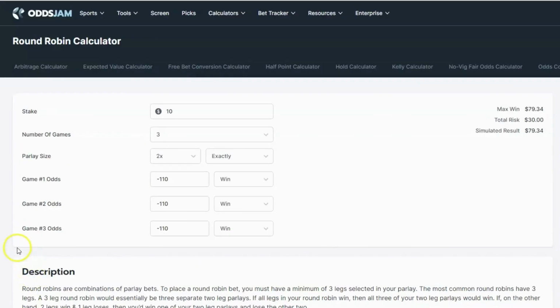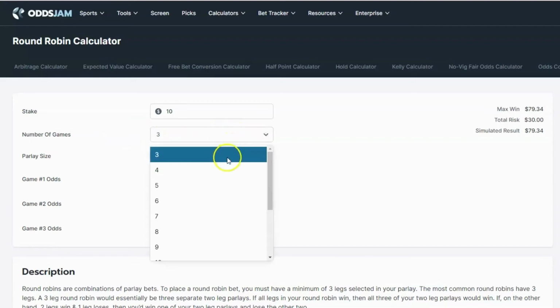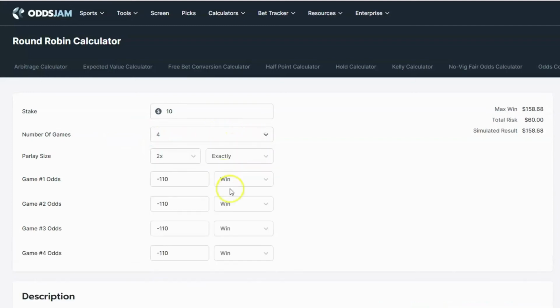Okay, guys, before we wrap this up, as I mentioned, most common is 3 games. Number of games is typically 3. But I do want to take this out just a little bit further so you can see that if you had 4 games, of course, your risk size would go up. You'd have a $10 stake on each one of those, and so you'd have a total of $60 at risk. If you won all of them, you'd be at 158.